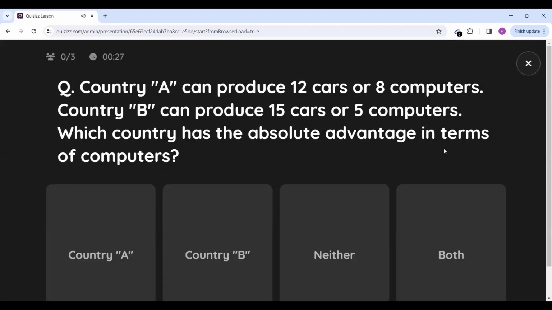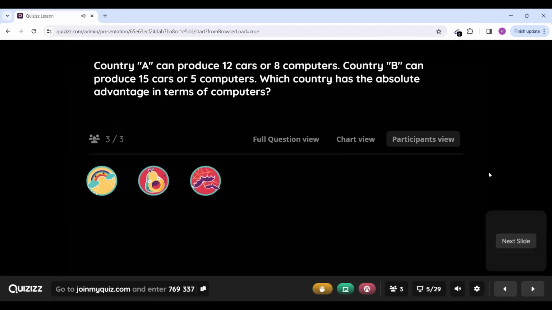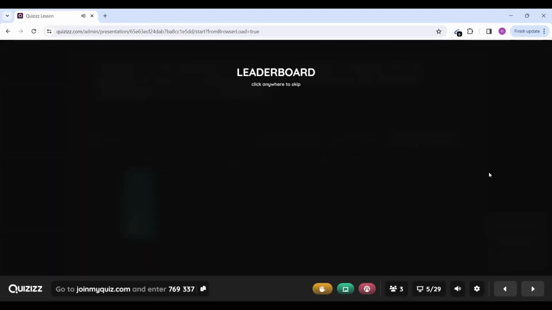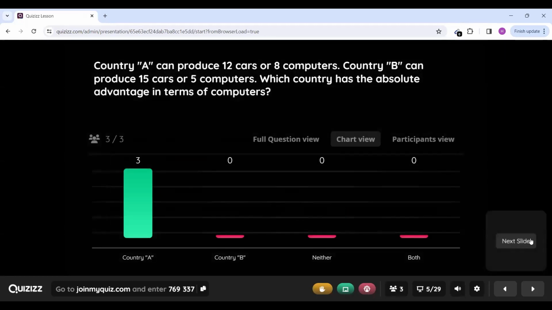Country A can produce 12 cars or 8 computers. Country B can produce 15 cars or 5 computers. Which country has the absolute advantage in terms of computers? Country A, yes.